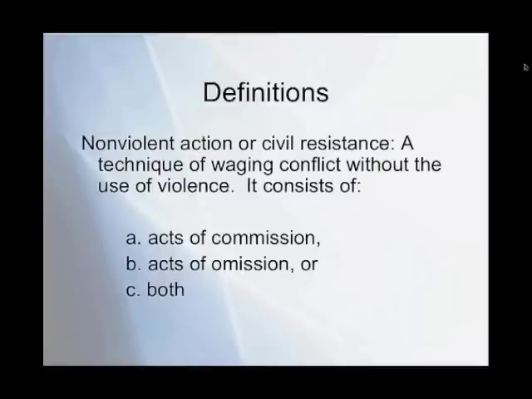And then the third kind of action is simply a combination of acts of omission and commission. So, for example, people may strike, an act of omission, and simultaneously picket, an act of commission. One thing that is clear from this definition is that nonviolent action is really about changing behavior patterns. And it goes to the core of Gene Sharp's theory of power.